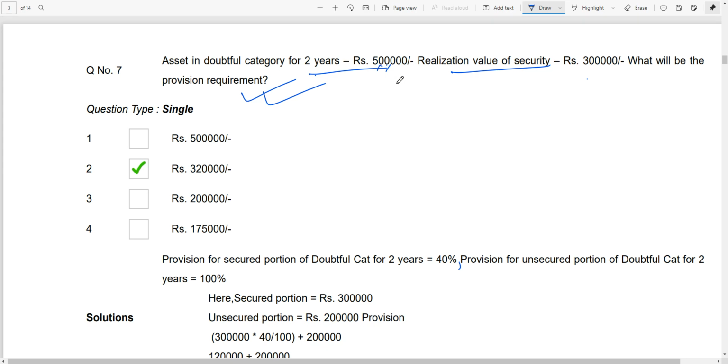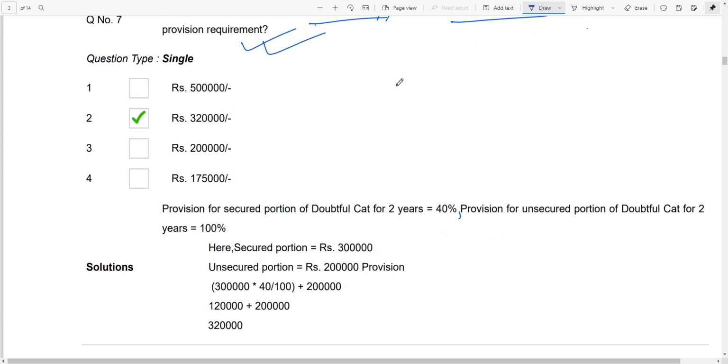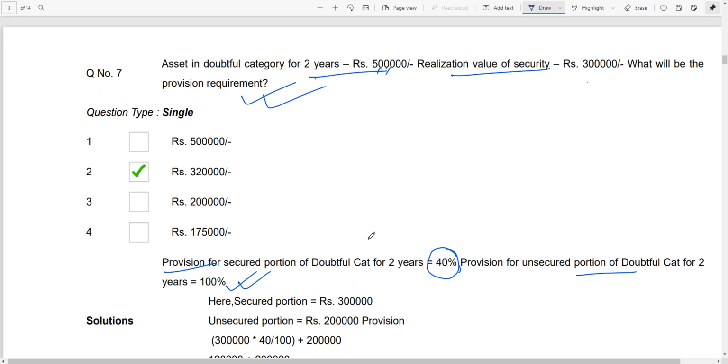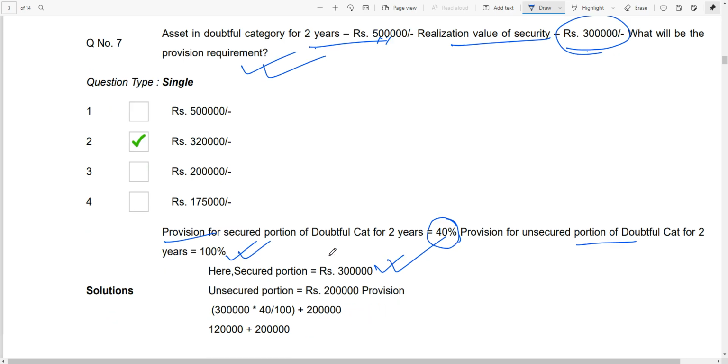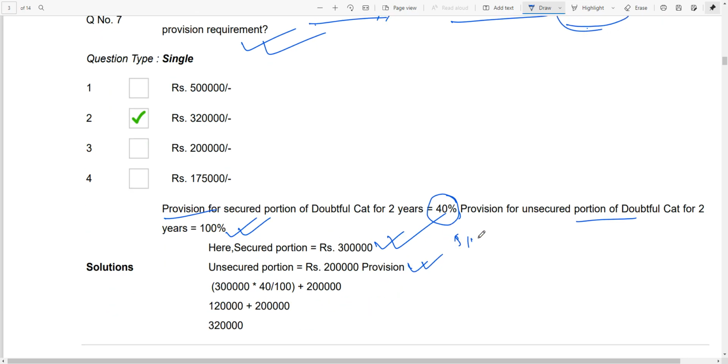First, we'll see the provision for the secured portion of doubtful category for 2 years: 40%. And the provision for the unsecured portion of doubtful category for 2 years is 100%. On the unsecured part, 100% provision; on the secured part, 40% provision. Now, what is the amount? 5 lakh, and the realization value of the secured portion is 3 lakh. So out of 5 lakh, 3 lakh is secured and 2 lakh is unsecured.